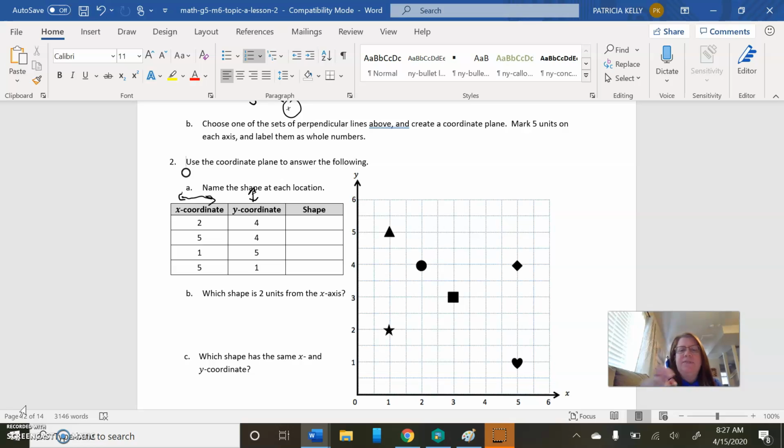And X is always first. When we're doing coordinates, it's always X and then Y. That's why they listed them that way. It's not Y and then X. We don't go up and then across. We always go across and then up or down, right? Okay, and in this case, it's only up to the right and then up.